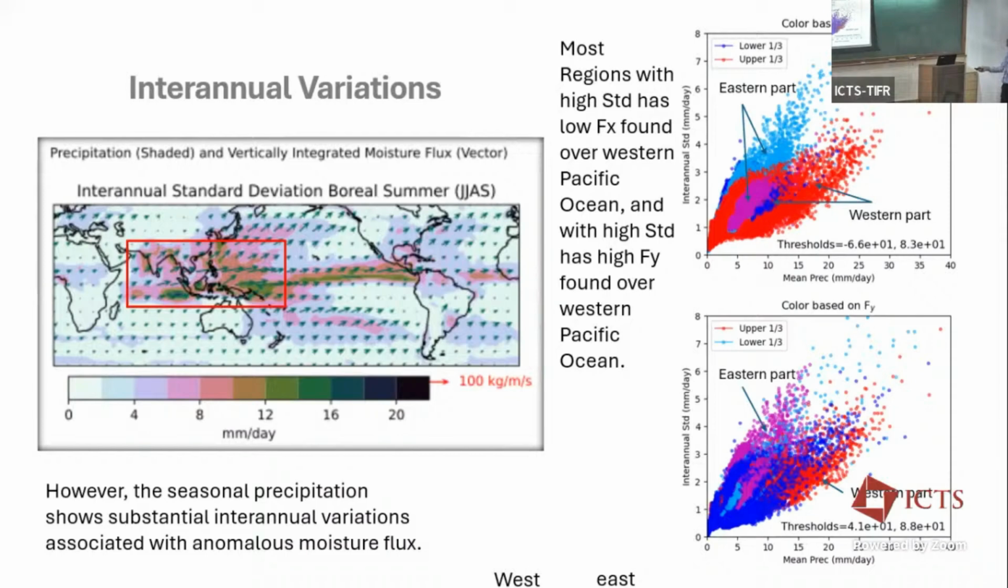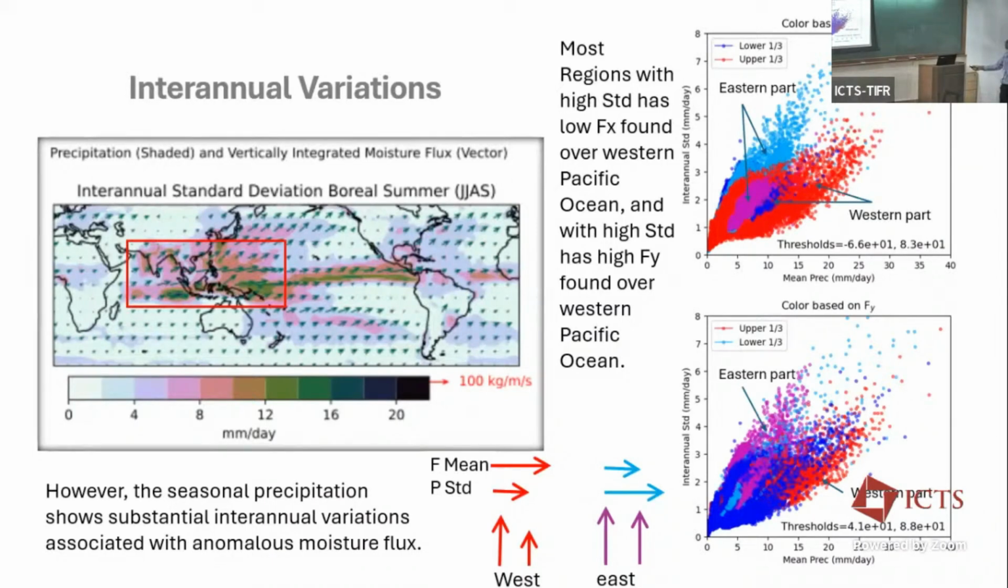So overall, what can be seen is that to the western side of this region, that is the Indian region, not the West Pacific Ocean, over the Indian region the mean zonal flux is high, with rainfall standard deviation low.